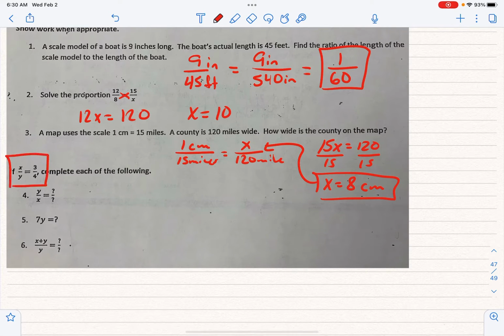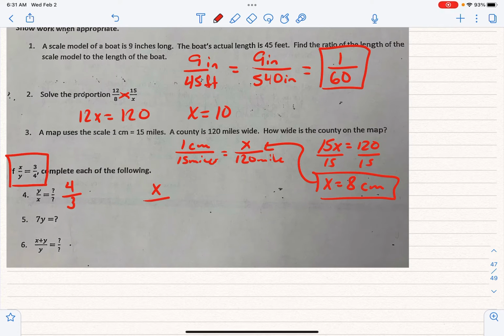If x over y is equal to 3 over 4, then y over x is equal to 4 over 3. 7y. So you go, wow, how did they get 7y? Well, what they did there is they added, I don't know if this is going to be a tough one. So what they did is they added the denominator to both sides. Like that. And they said if that's true, x plus y over y is equal to 7 over 4.